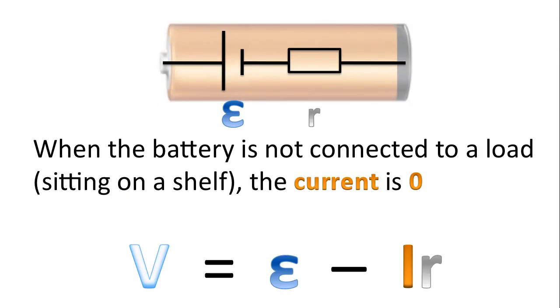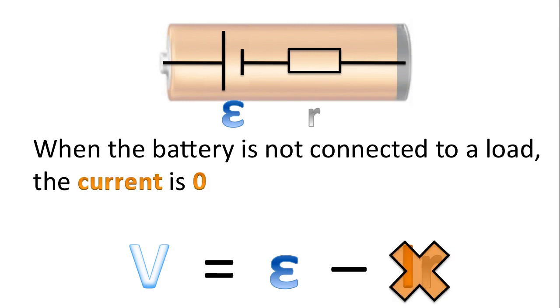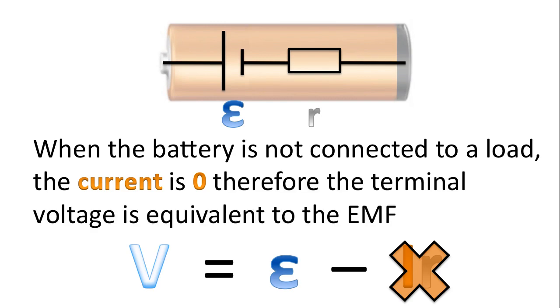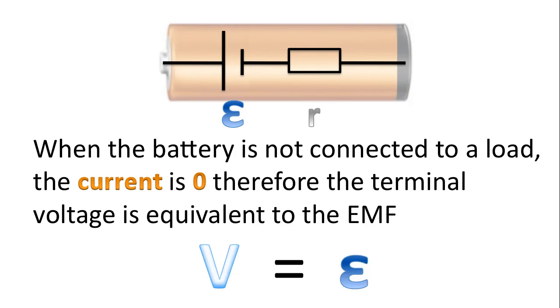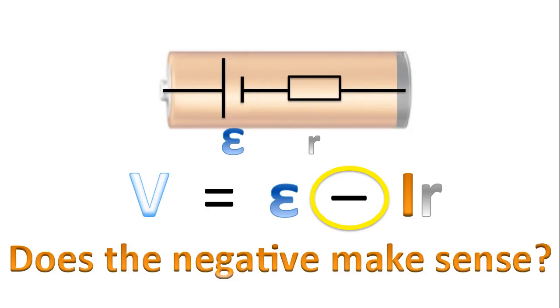Well, when the battery is not connected to a load, for example, it's sitting on a shelf, we know the current is exactly zero. If the current is zero, that term disappears. Therefore, the terminal voltage is equivalent to the EMF, or V equals epsilon. Does the negative make sense in the formula?